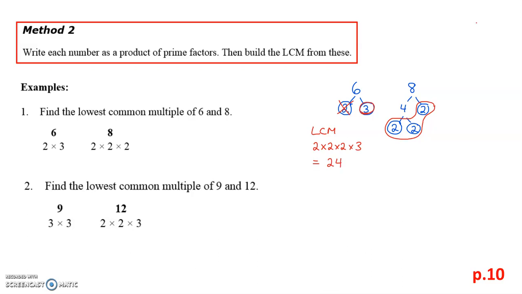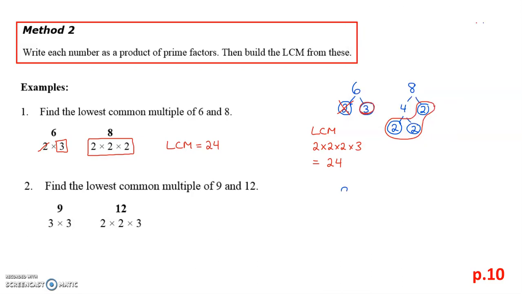So to show that again, over on the side here with 6 and 8, we're going to take all of these 2s under the 8, which means we do not take the 2 under the 6, and we're going to take the 3 under the 6. Giving us the lowest common multiple of 2 times 2 times 2 times 3, or 2 cubed times 3, which is 24.